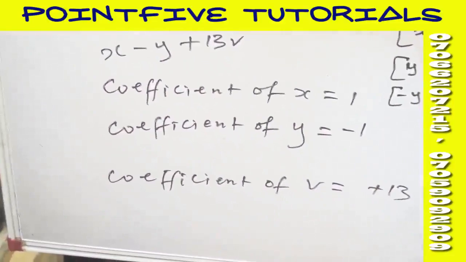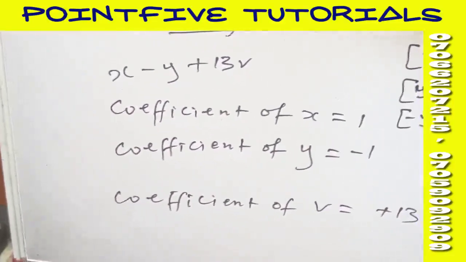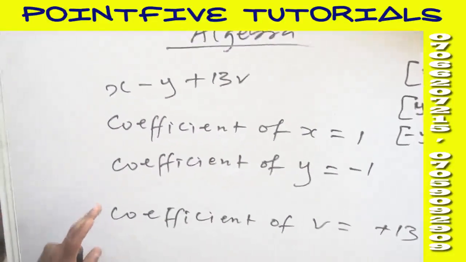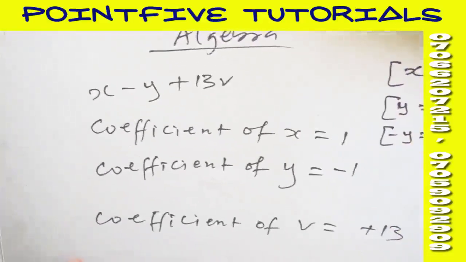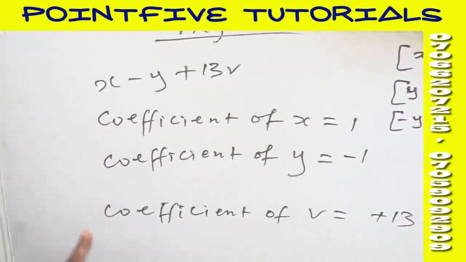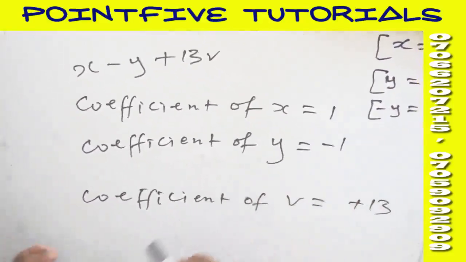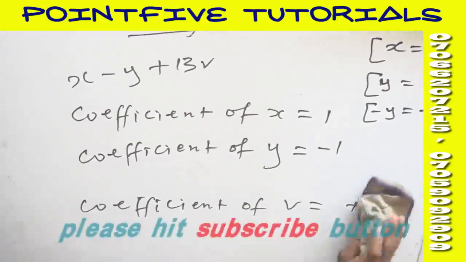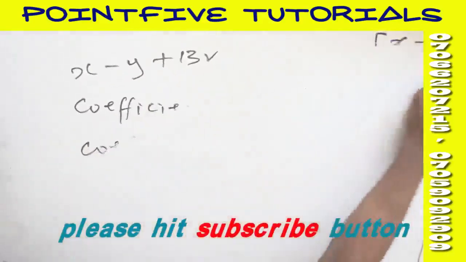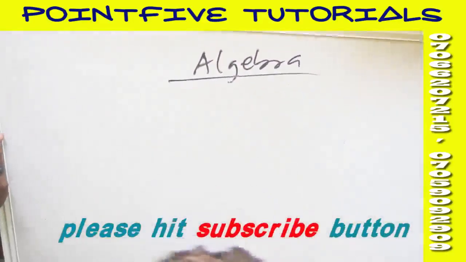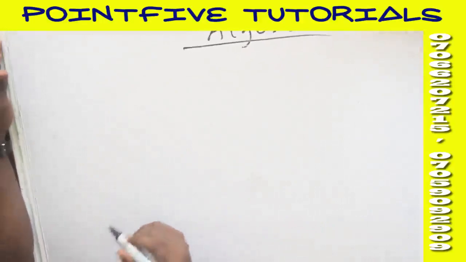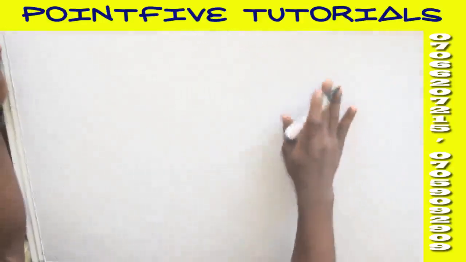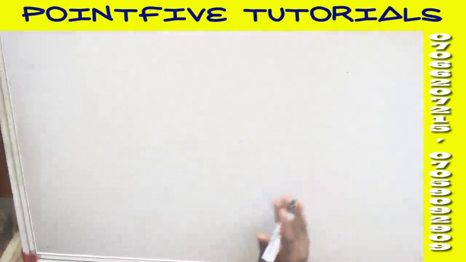If you understand this concept, you are good to go. So this is the coefficient of x, the coefficient of y, and the coefficient of this. When you don't see a number, it means that 1 is the coefficient. So be careful. Now, there is also another thing in maths that I will explain vividly in the subsequent video.